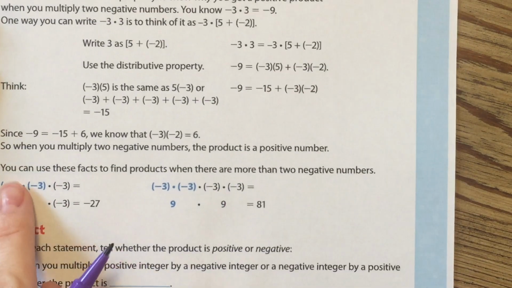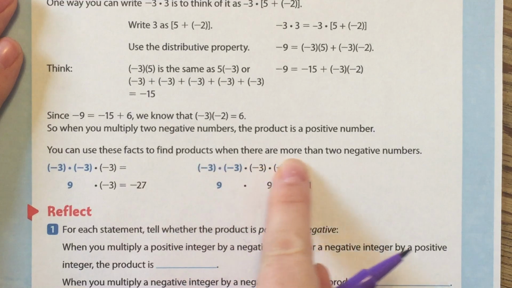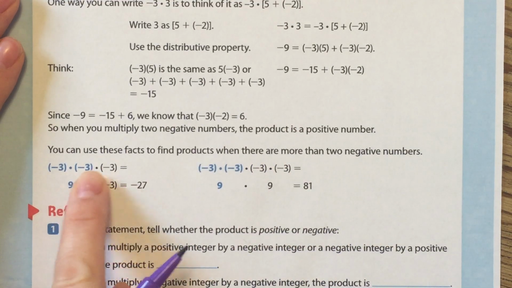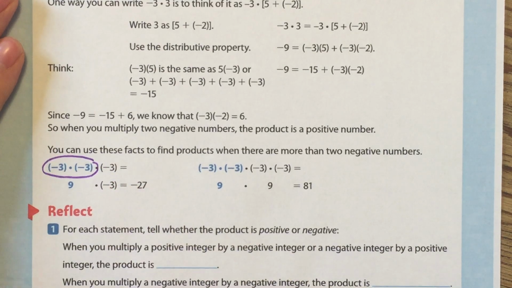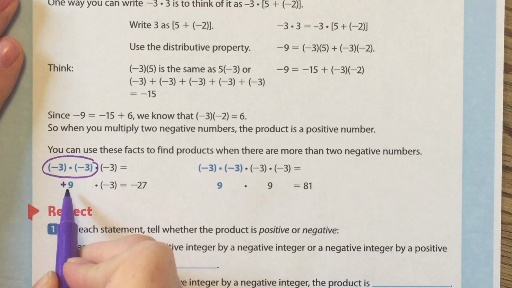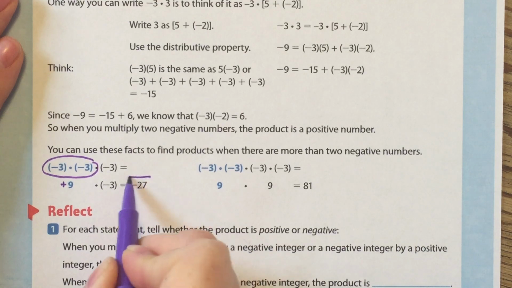When we get down here, it says you can use these facts to find products when there are more than two negative numbers. For example, if you're multiplying negative 3 by negative 3 by negative 3, you can group two together, and you know that a negative times a negative is a positive. So negative 3 times negative 3 is positive 9, and positive 9 times negative 3 is negative 27.